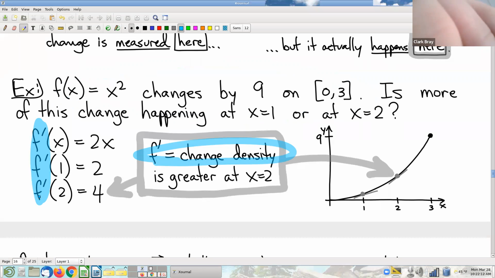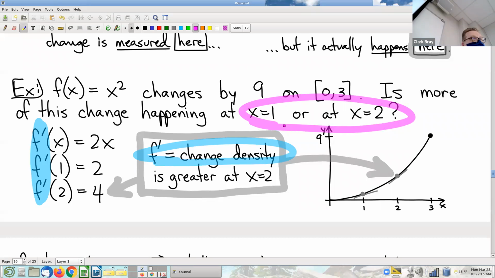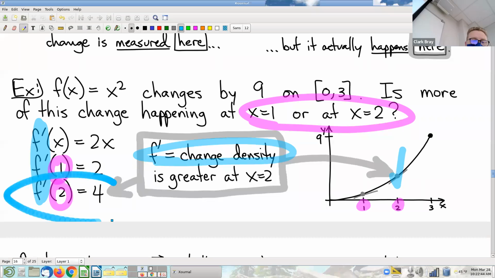If you want to know whether more of that happened at x equals 1 or x equals 2, okay, well, plug in those points. Plug in x equals 1 and x equals 2 and see what those change densities are. And the change density is greater at that point. So another way to say that is the function is changing faster here. There's a total accumulation of change. Yes, more of it's happening here than it's happening over there. And algebraically, that's given away by the fact that the derivative is higher at 2 than it is at 1. Everybody with me?